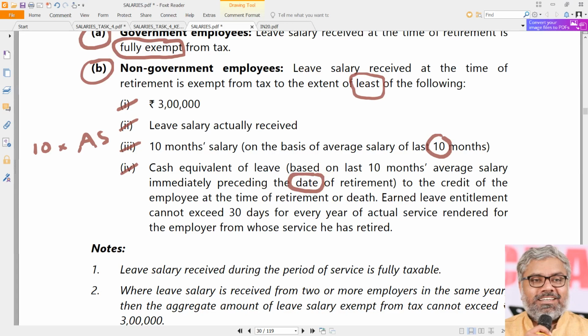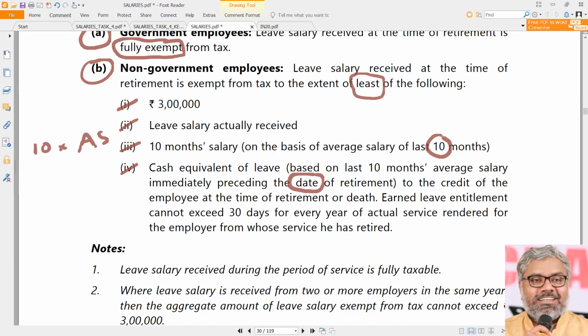Distinction between the average salary definition for the purpose of computation of exemption of gratuity related to those employees who are not covered by the Payment of Gratuity Act. There also we had the word average salary. There what we said, it is the 10 months average salary preceding the month of retirement. Here it is preceding the date of retirement. That one difference is enough for the calculations to be completely changed. So very carefully you need to observe each of these words.